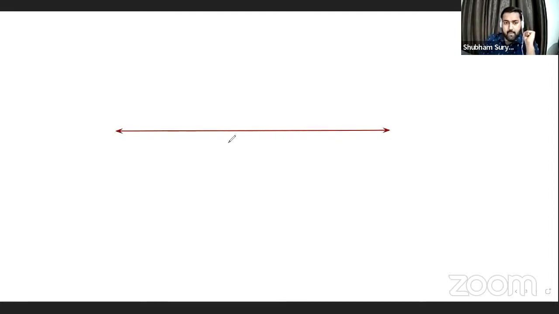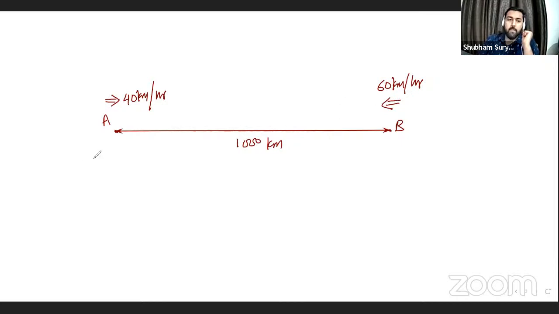Let's have a look at some of the questions that could be solved using the concept of relative speed. For example, I have a person A and I have a person B. The distance between these two people is exactly 1000 kilometers, let's say. Now person A is moving towards right at the speed of 40 kilometers per hour and person B is moving towards left at the speed of 60 kilometers per hour. Now the question is how much time will it take for both of them to meet each other.